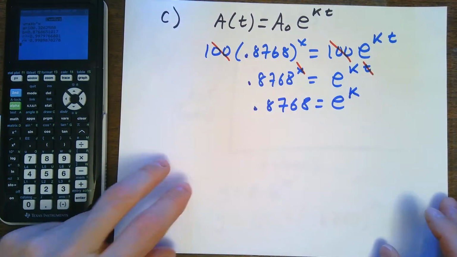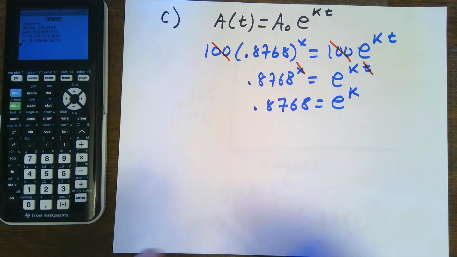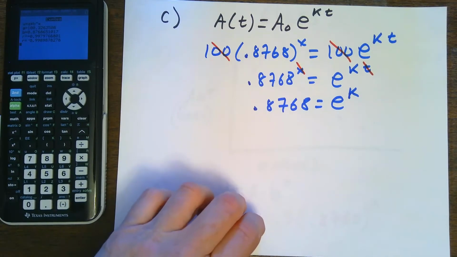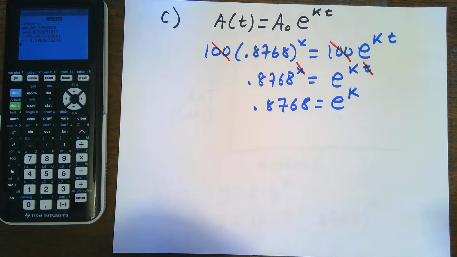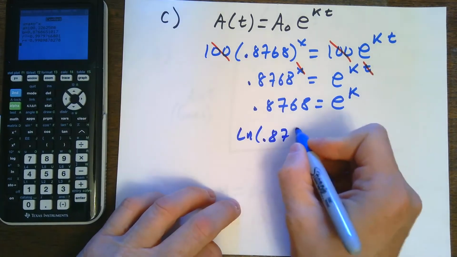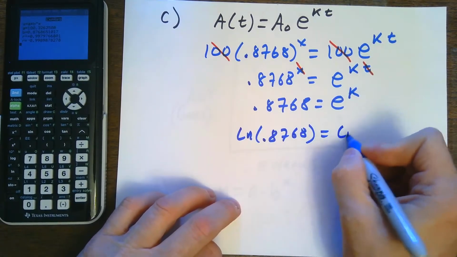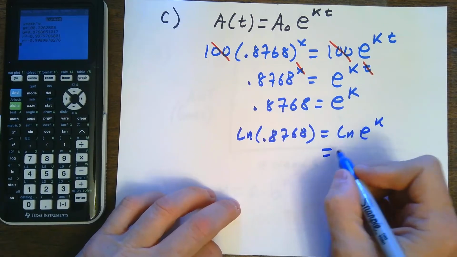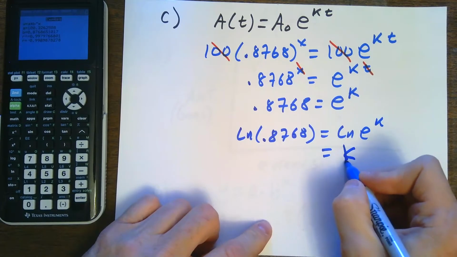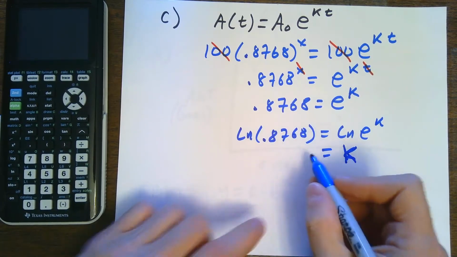I'm just going to go to the board, I've got a lot more space. I can really spread stuff out. All right, so solve this for k. Let's get k out of the exponent by taking the natural log of both sides. The natural log of 0.8768 equals the natural log of e to the k. And of course, the whole reason I'm taking natural log is because it undoes the e. So now I've got k equals whatever that is.